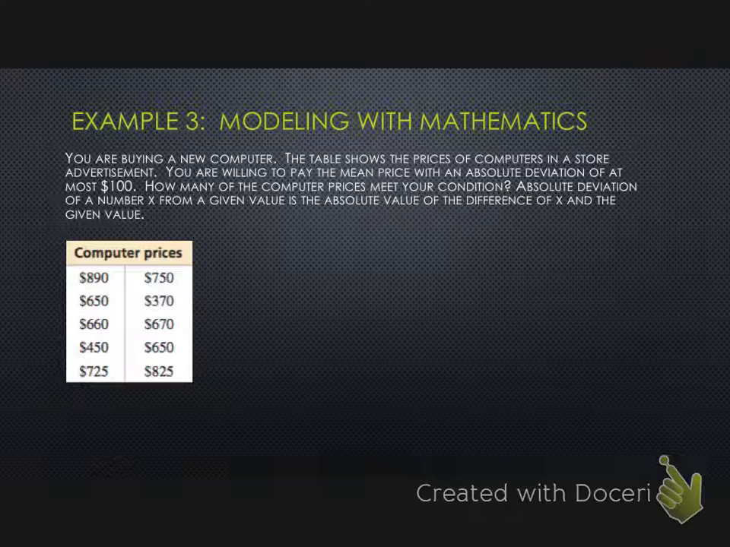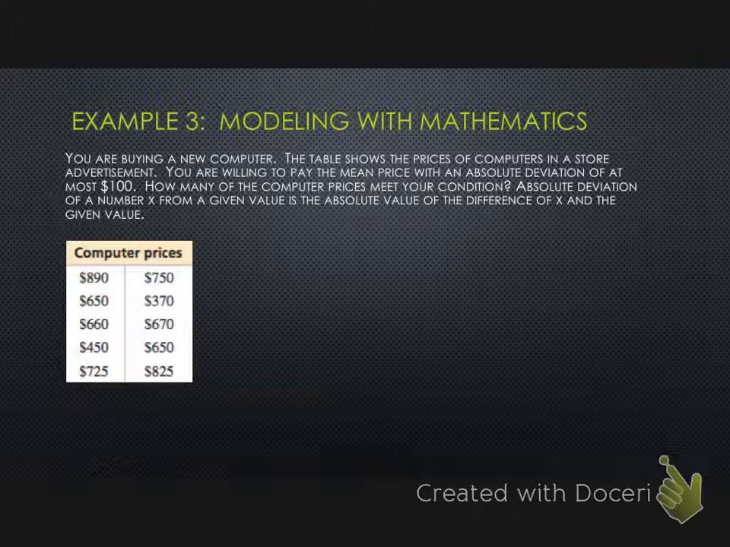Well, first you need to know what an absolute deviation is. An absolute deviation of a number, x, from a given value, is the absolute value of the difference of x and the given value. I know that's still maybe a little confusing, so let's just walk through it so that you understand what I'm talking about. So, to understand the problem, you know the prices of 10 computers. You are asked to find how many computers are at most $100 from the mean price. That means you could be $100 more than the mean or $100 less than the mean. That's what the $100 deviation is meaning.